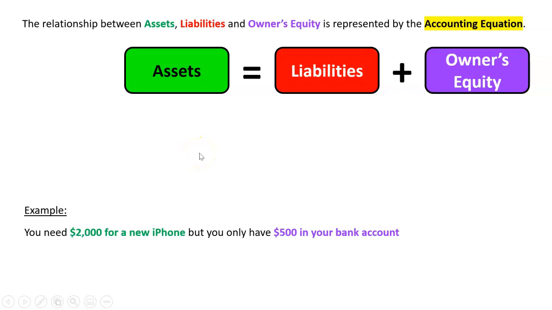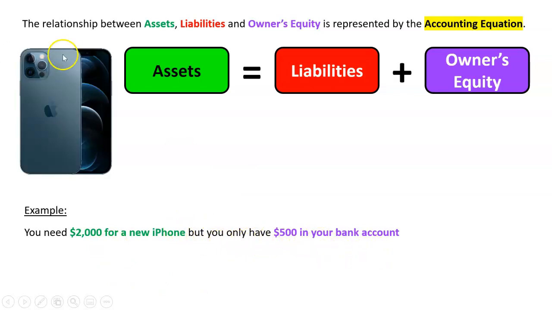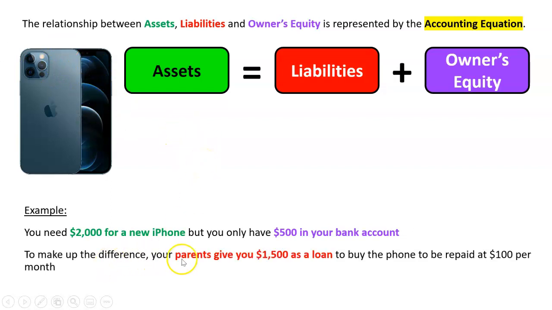So let's say you needed $2,000 for a new iPhone, but you've only got $500 in your bank account. So this is what you want. This is an asset. It's called an iPhone. But you don't have enough money. So to make up the difference, your parents give you $1,500 as a loan to buy the phone, and you can repay it at a rate of $100 per month. So that's a liability or a loan, just like businesses have.